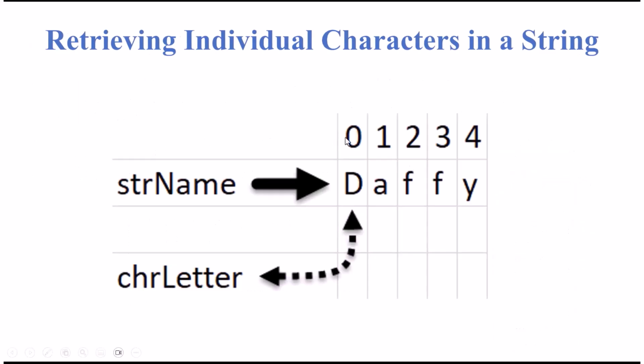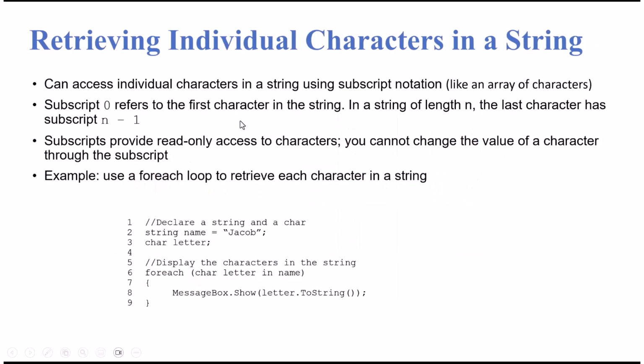And if you look at this, 1, 2, 3, 4, 5. This is a string of 5, starting with 0. 0, 1, 2, 3, 4. So y is the 5th character in the string, but it's index 4. D is the first character in the string, index of 0. Subscripts provide read-only access to characters. You cannot change the value of a character through the subscript, but there are ways you can change the characters.